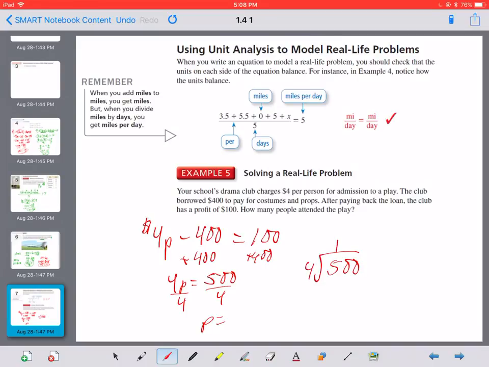Divide by 4. P equals, let's see, 500 divided by 4. 4 goes into 5 once, which is 1. 10 is 2 times, which is 8. Minus is 2. 0. 20 goes 5 times, so 125 people.